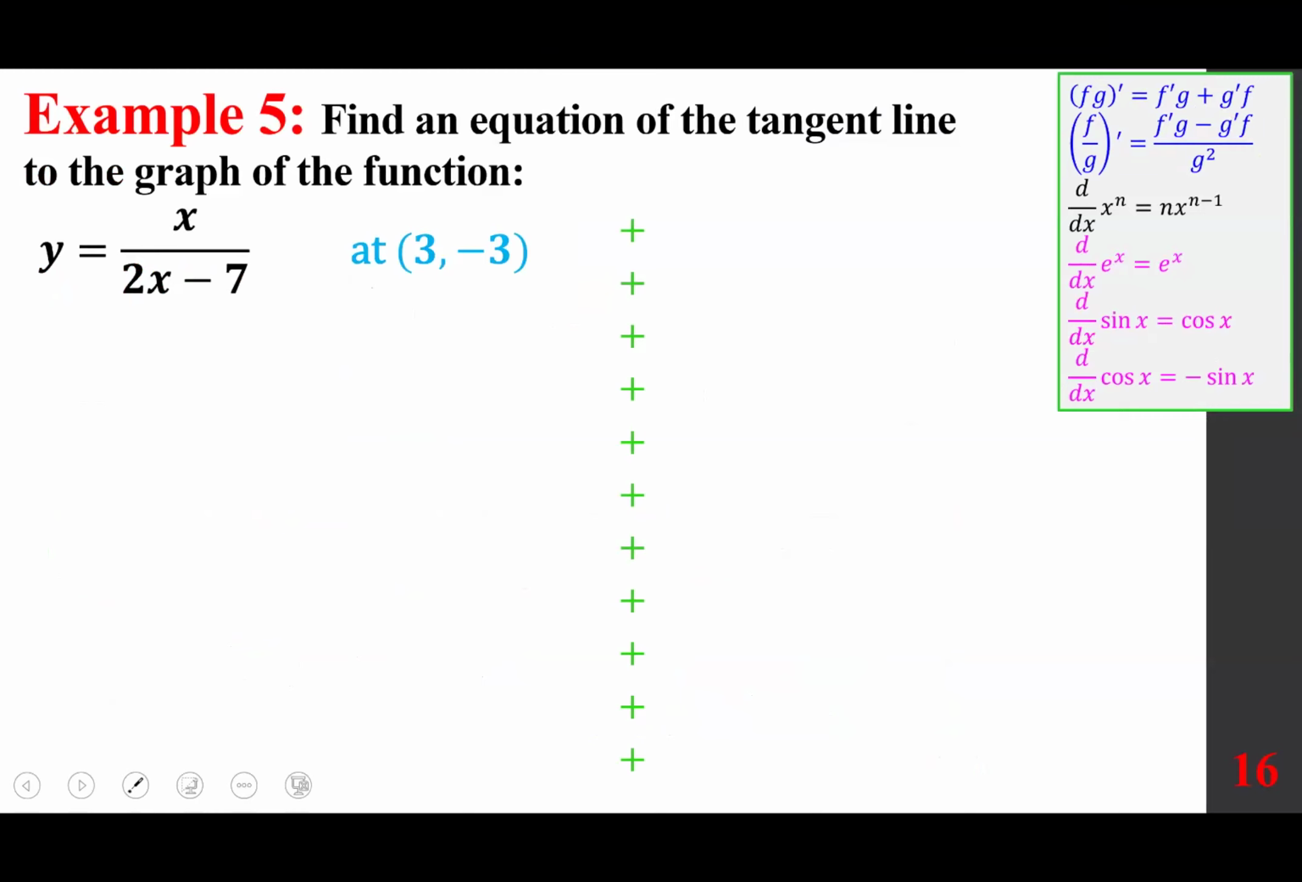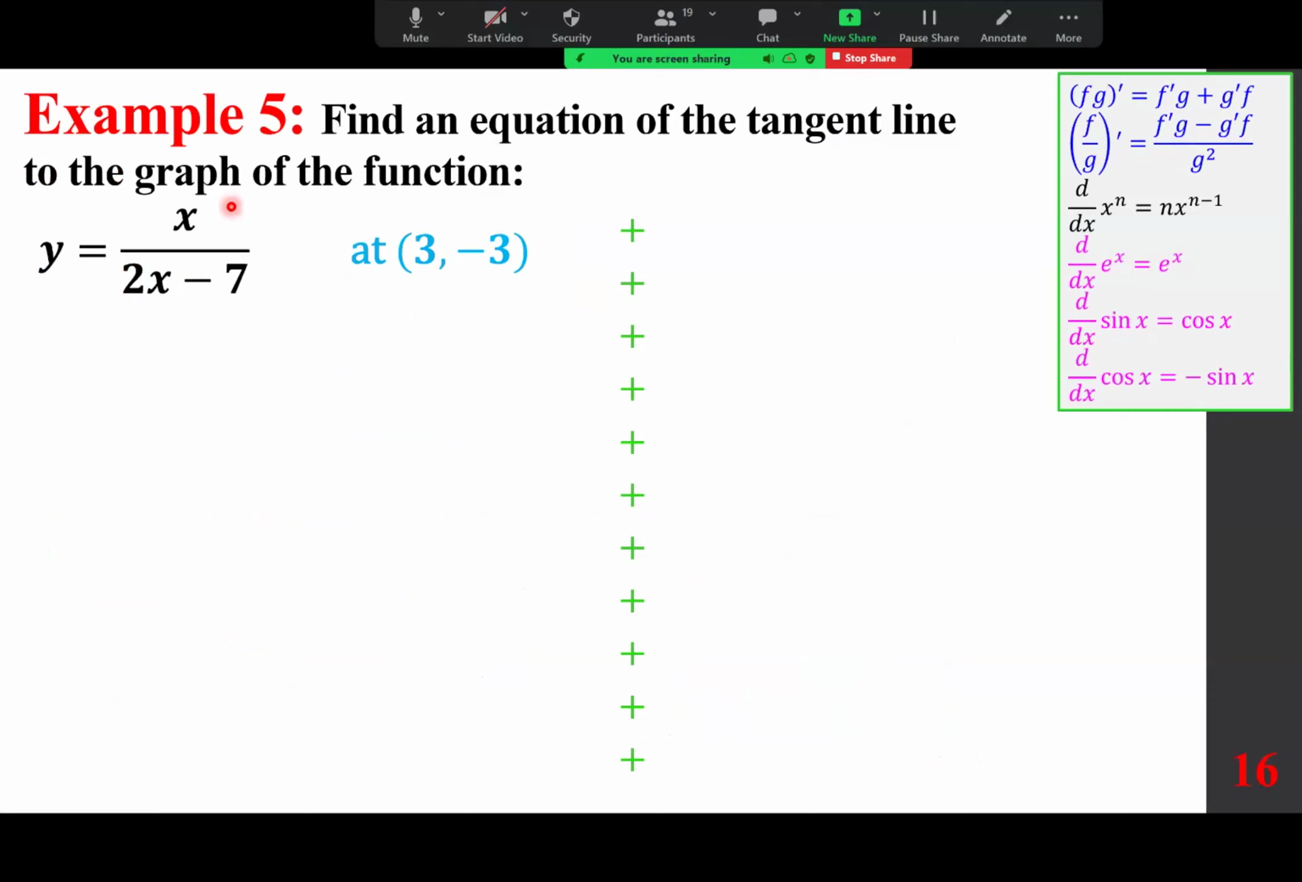Find an equation of a tangent line to the graph of the function y equals x over 2x minus 7 at 3 comma negative 3. To find the equation of any line, we need a pair. As long as they give us x, we can plug it in and find the y coordinate. The pair is given. We don't have to plug in. Also, we need the slope. When the slope is not given, as is the case here, we differentiate the function and then plug in the x coordinate to find that. In some cases, we may have to plug in x and y.